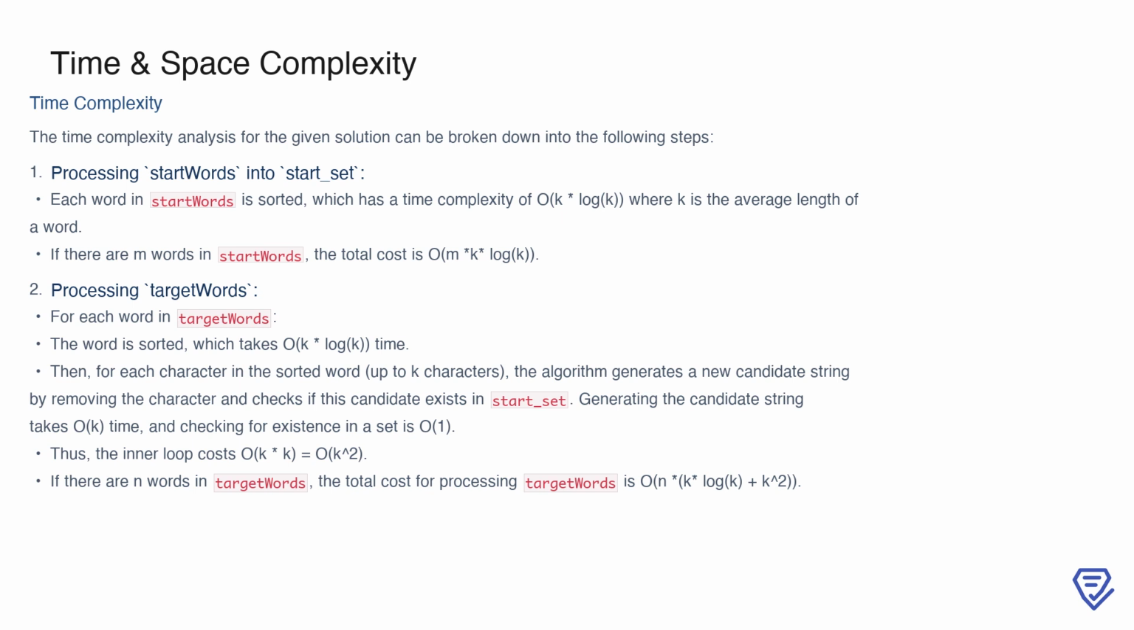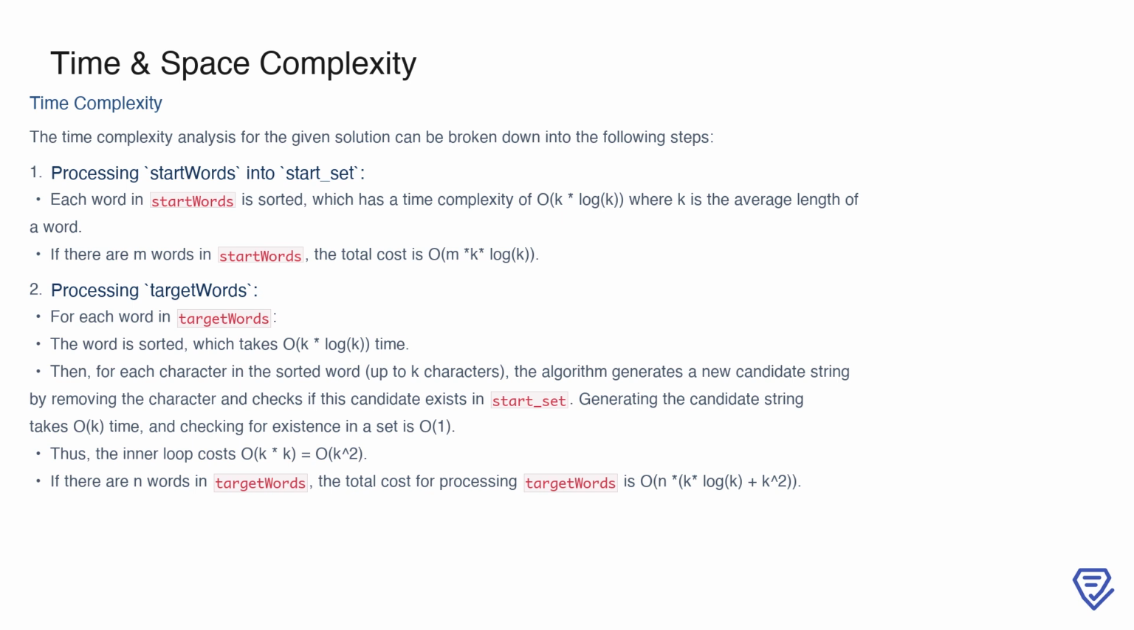Let's begin by analyzing the time complexity of the solution step by step. First, we consider the processing of the start words list into a start_set. Each word in start words is sorted, and sorting a word of average length k takes k*log k time. If there are m words in start words, we repeat this operation m times, leading to a total cost of m*k*log k.